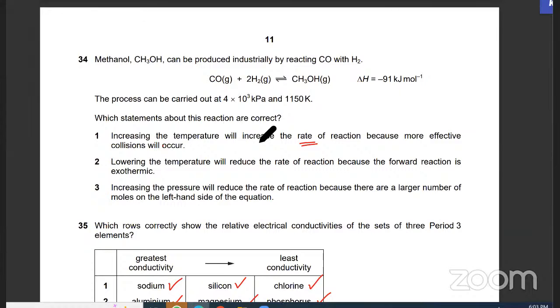When you increase temperature, what happens? You get more effective collisions. The collisions are more violent. Not only are they more frequent because the particles are traveling faster, but they also collide more vigorously, with more force, because they have more kinetic energy. So that is true. Next: lowering the temperature will reduce the rate of the reaction because the forward reaction is exothermic. Wrong. True.